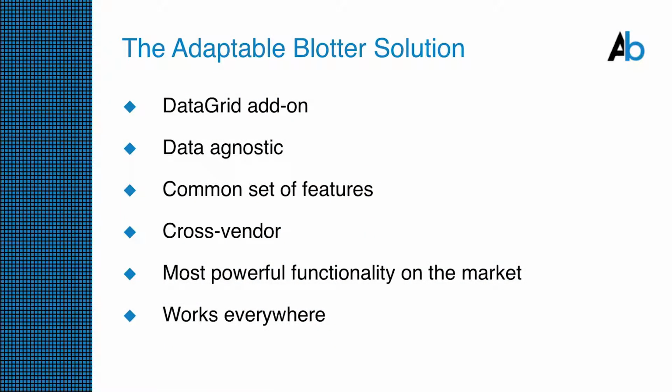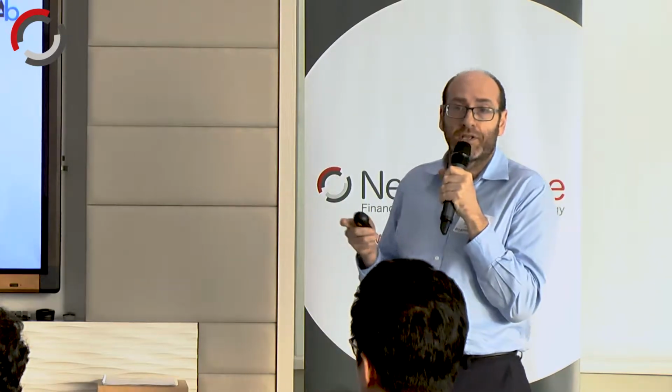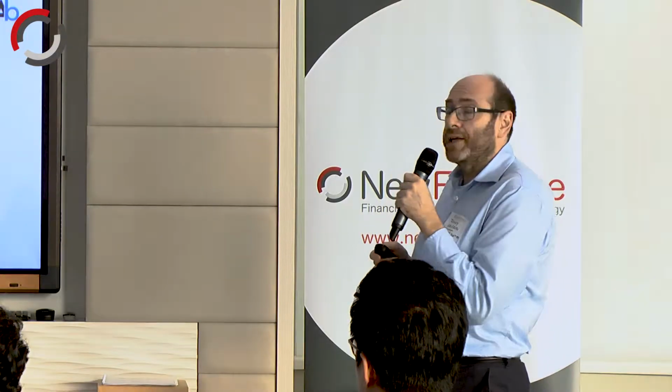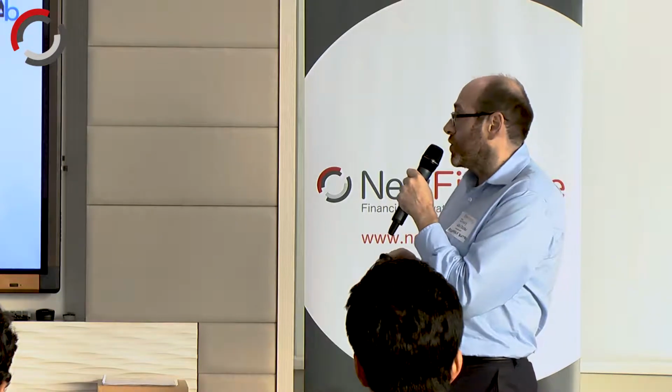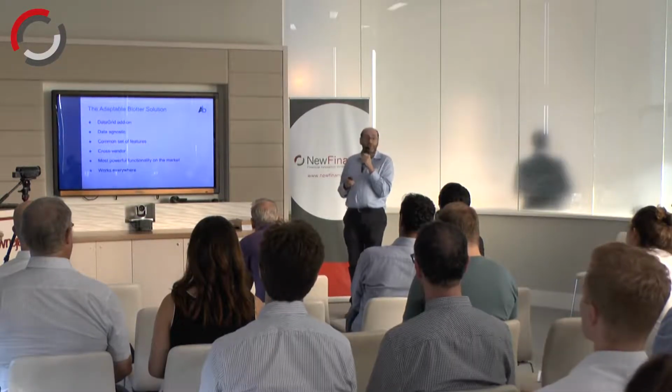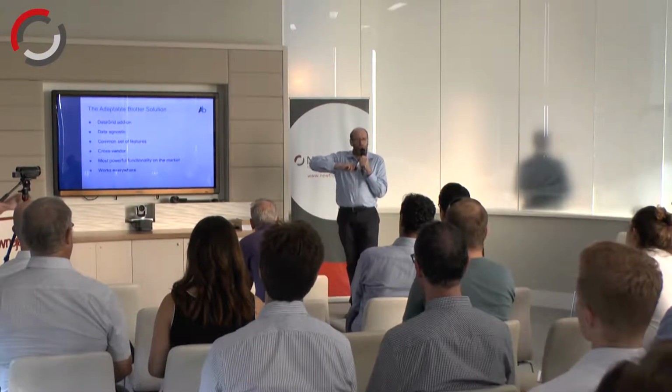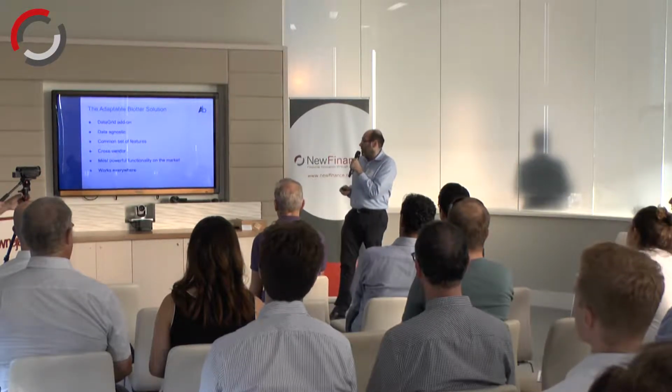So what do we do? Well, we built something called the Adaptable Blotter. It's not a data grid itself, it's an add-on. It sits on top of all the major data grids in the market, but it's data agnostic, so you can fire any data into it at all, and all our features just work. We've got the most powerful set of features in the market, which work across all the vendors.